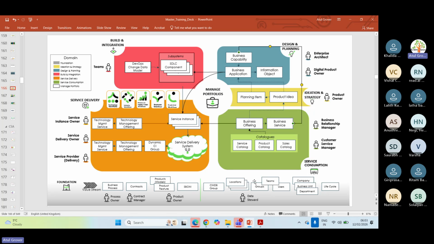They are responsible for this particular stuff. This is responsible for this particular stuff. This is responsible for this particular stuff. So we'll discuss that. Who are these guys?